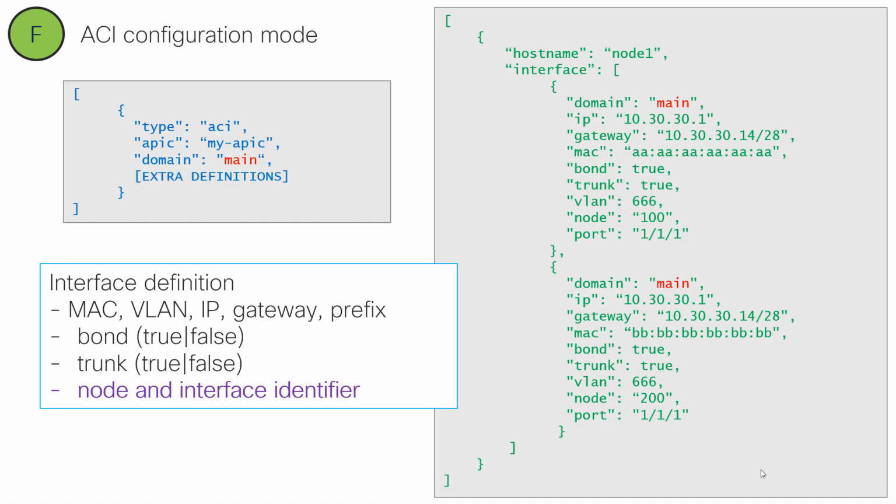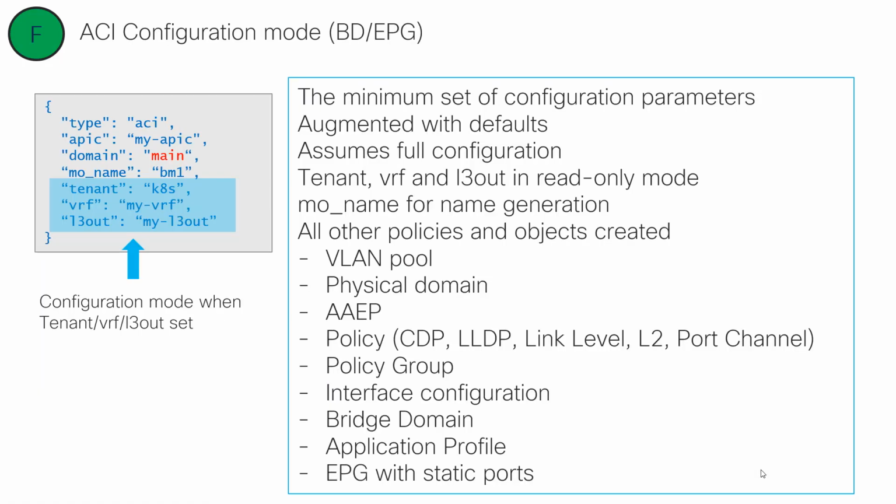In both cases, the green part provides exactly the same information as defined during the installation, except for node and port attributes. The blue controller part will contain some extra definitions triggering the ACI configuration mode. This example shows the smallest possible controller definition triggering ACI configuration mode, where tenant, VRF, and L3 out values are defined. Moreover, these objects are read-only, meaning they have to be already existing in ACI.